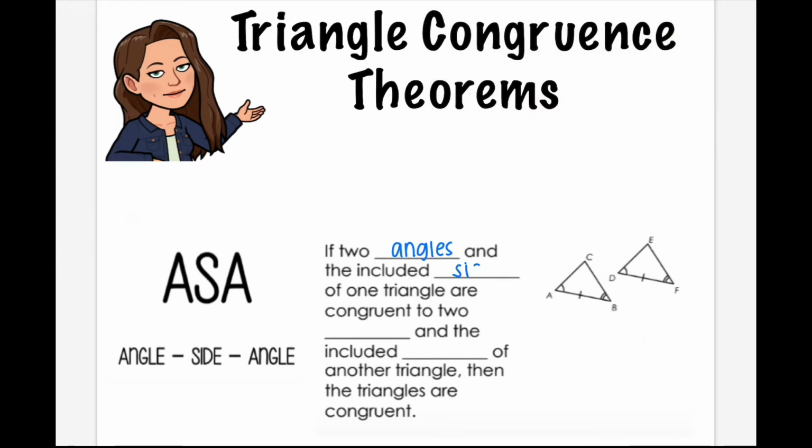For angle, side, angle congruence, if two angles and the included side of one triangle are congruent to two angles and the included side of another triangle, then the two triangles are congruent. So again, I want to point out this word, included.